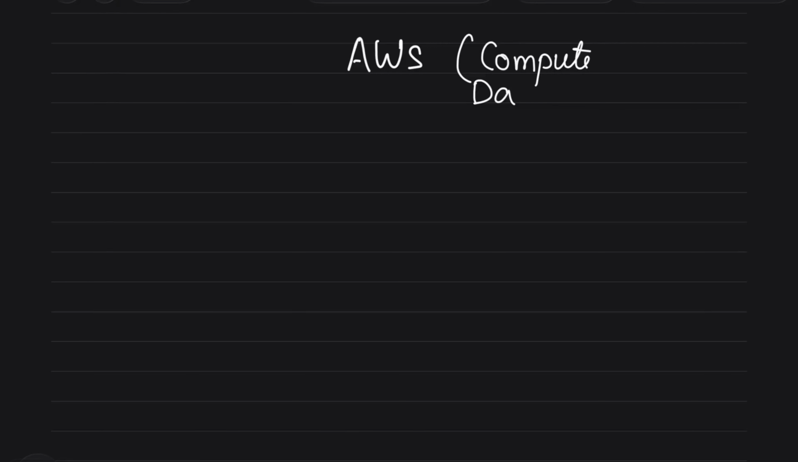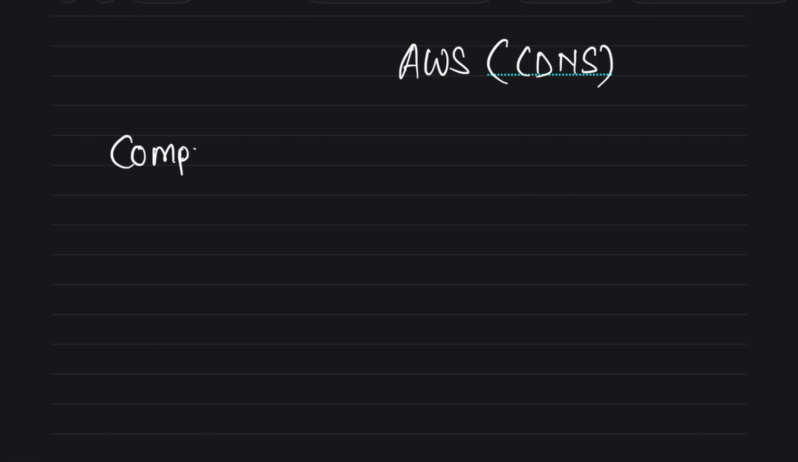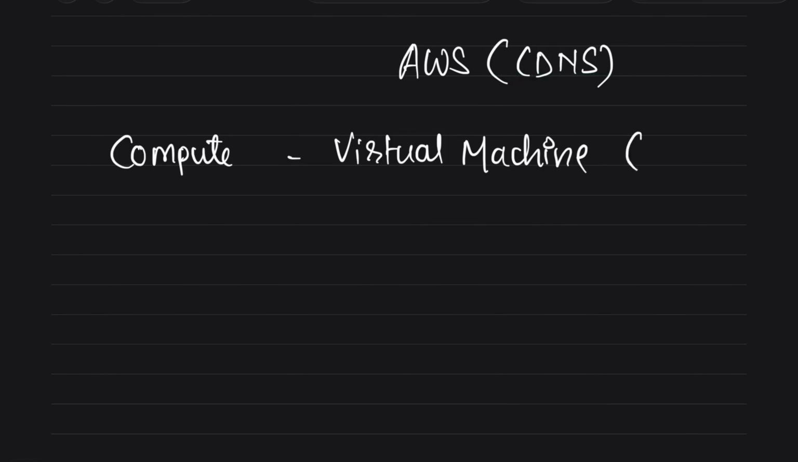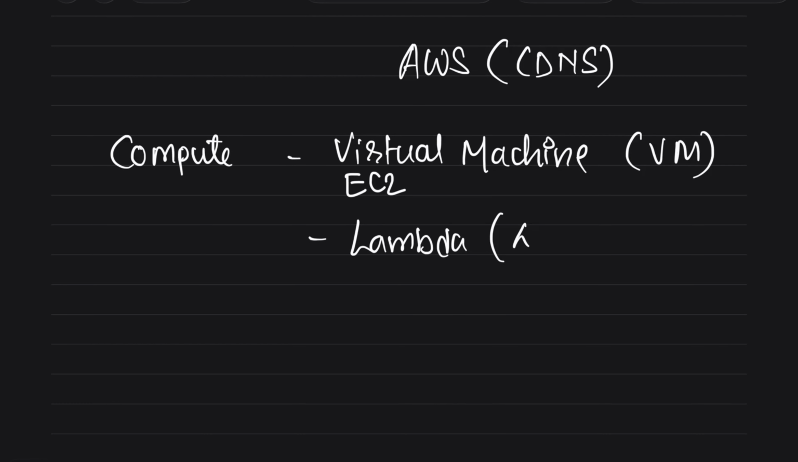Hey everyone, if you're learning AWS, you need to know the basics of compute, database, network, storage, CDNs. If we talk about compute, we'll begin with virtual machines. That's also called EC2, Elastic Compute Cloud. Later, we'll introduce you to Lambda, denoted by the icon mentioned in the braces, serverless computing.